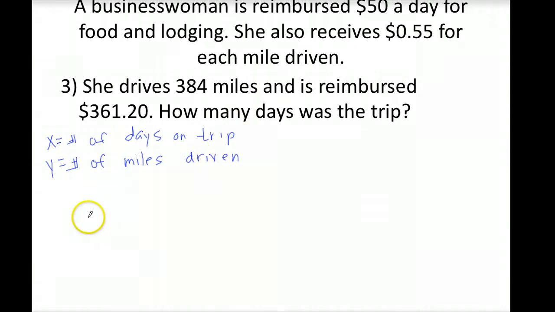So our formula here, she gets $50 per day driven, so 50 times x, the number of days on the trip, plus the number of miles driven times 0.55, and the number of miles driven we defined as y, is going to equal the total amount that she's reimbursed.